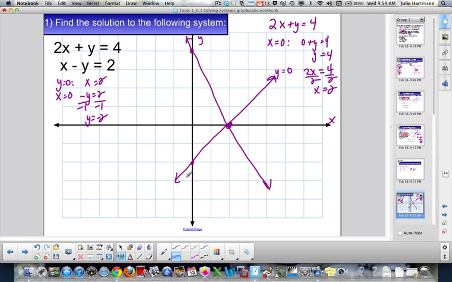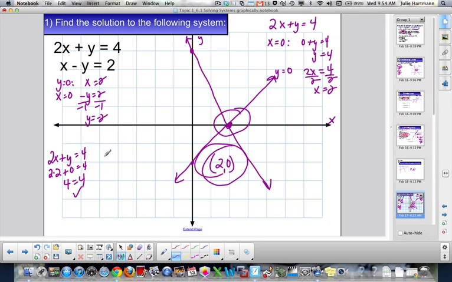That is that line. What is the point where they meet? Right there. That is the point 2, 0. So 2, 0 is our solution. And how we check that, we take each equation and we plug it in. If x is 2 and y is 0, is that a true statement? 2 times 2 is 4, plus 0 is 0, so 4 equals 4. That works. In the second equation, x is 2, y is 0, 2 minus 0 is 2, so that one checks. Okay, so you know that's your solution.